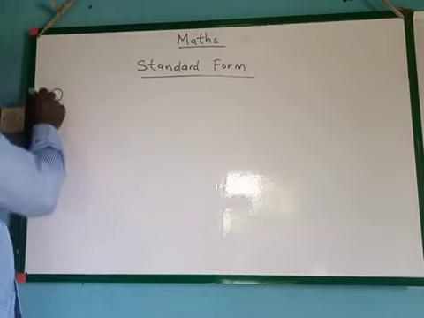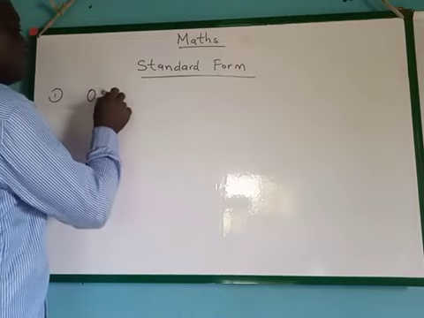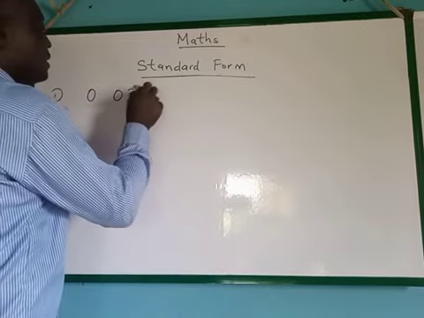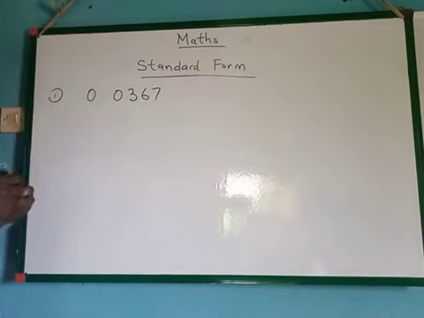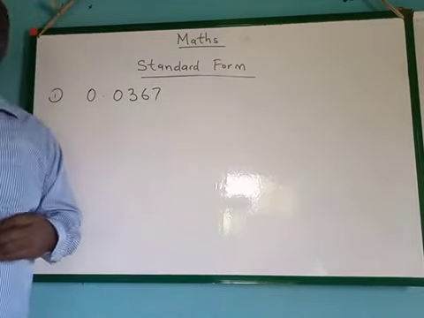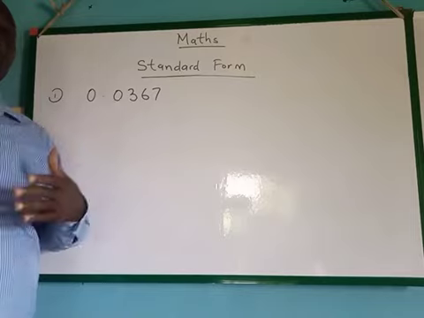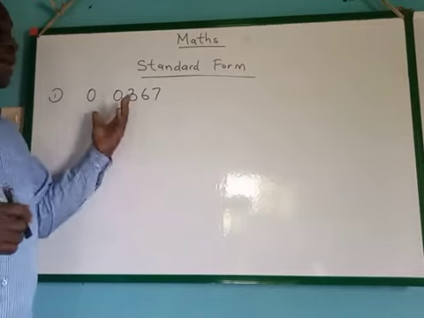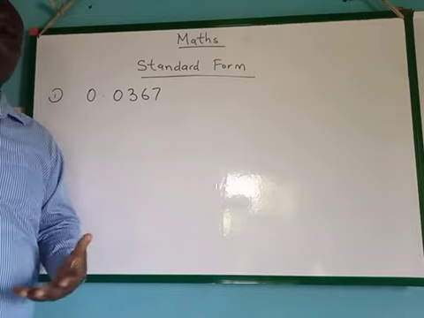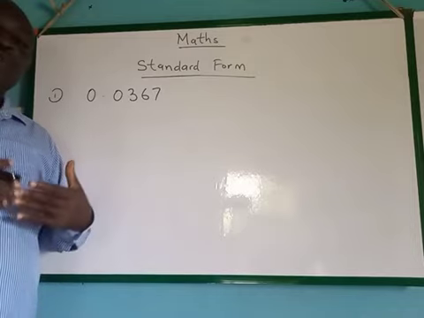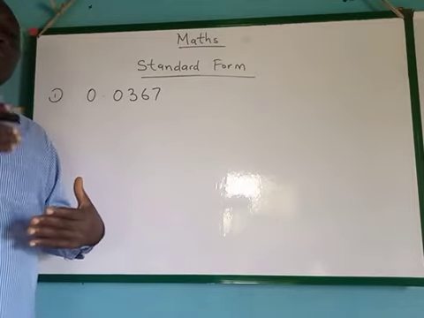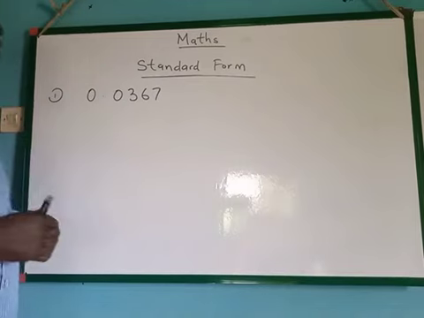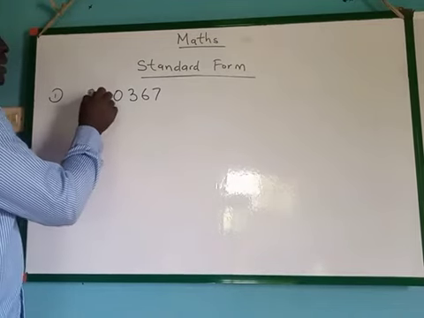Take for instance, if I have the number 0.0367, this is a number in expanded form. How do I change this to a standard form number? The rules are the same. The first thing you do is to change the number to a number between 1 and 10. A number between 1 and 10 has to be generated from this.